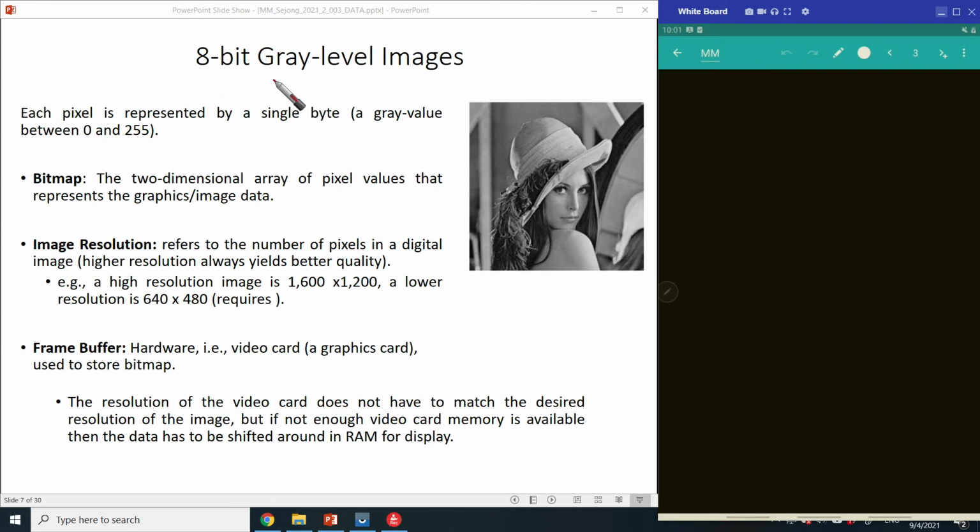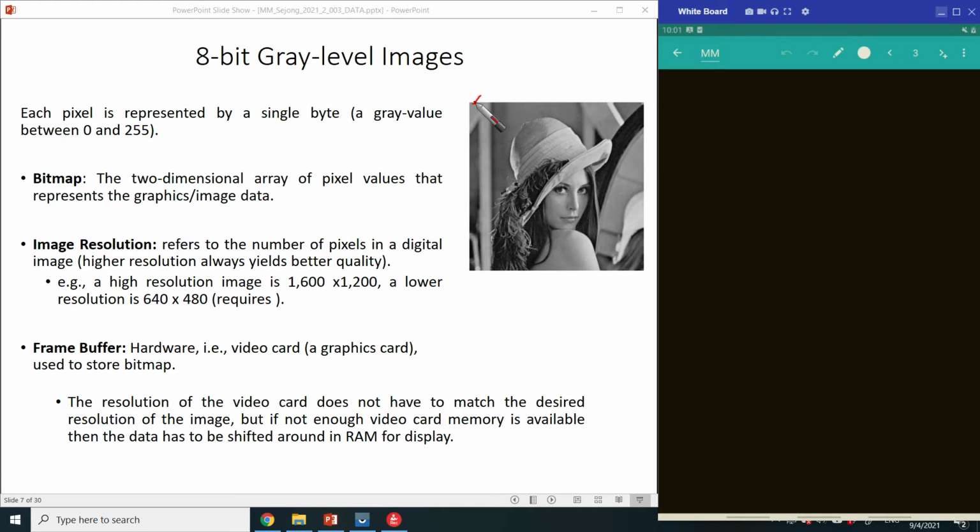We had 1 bit, now we are talking about the 8-bit gray level image. It is not necessary that each pixel is perfectly black or perfectly white. Rather, a pixel might be perfectly black, or perfectly white, or somewhere in between. That means some gray level.